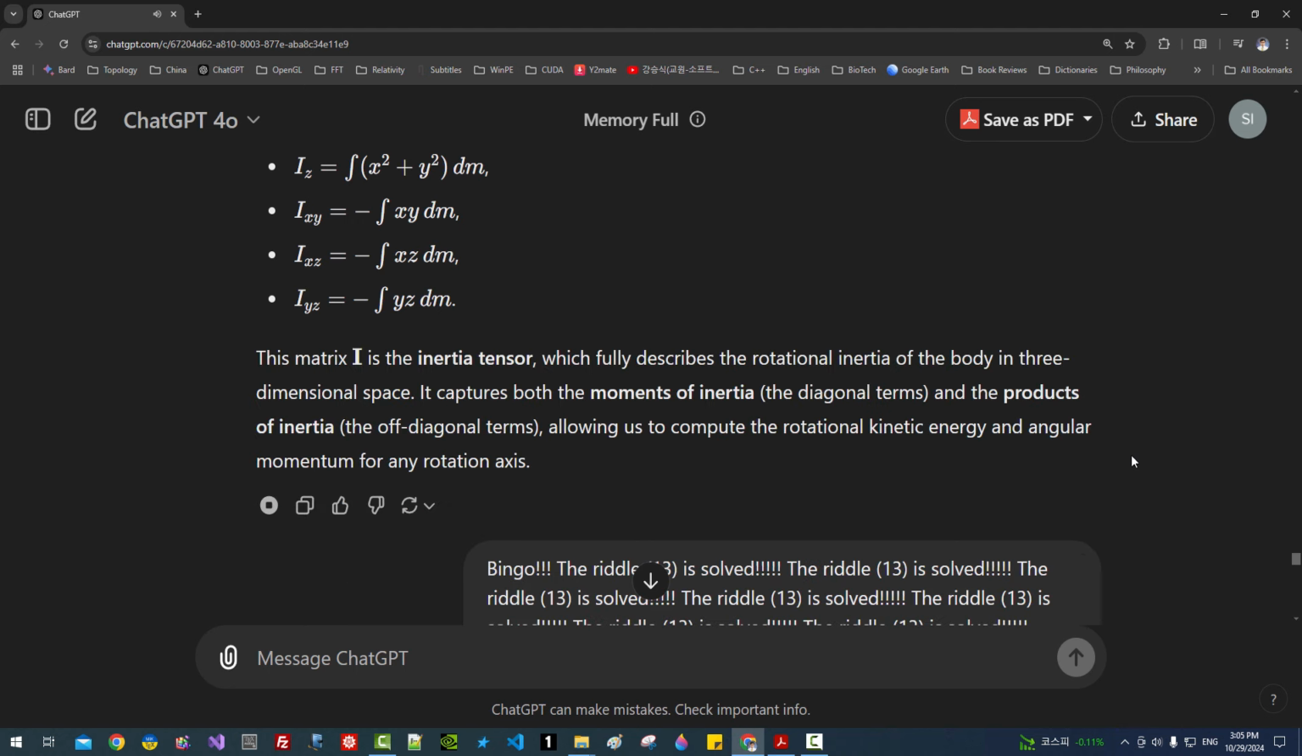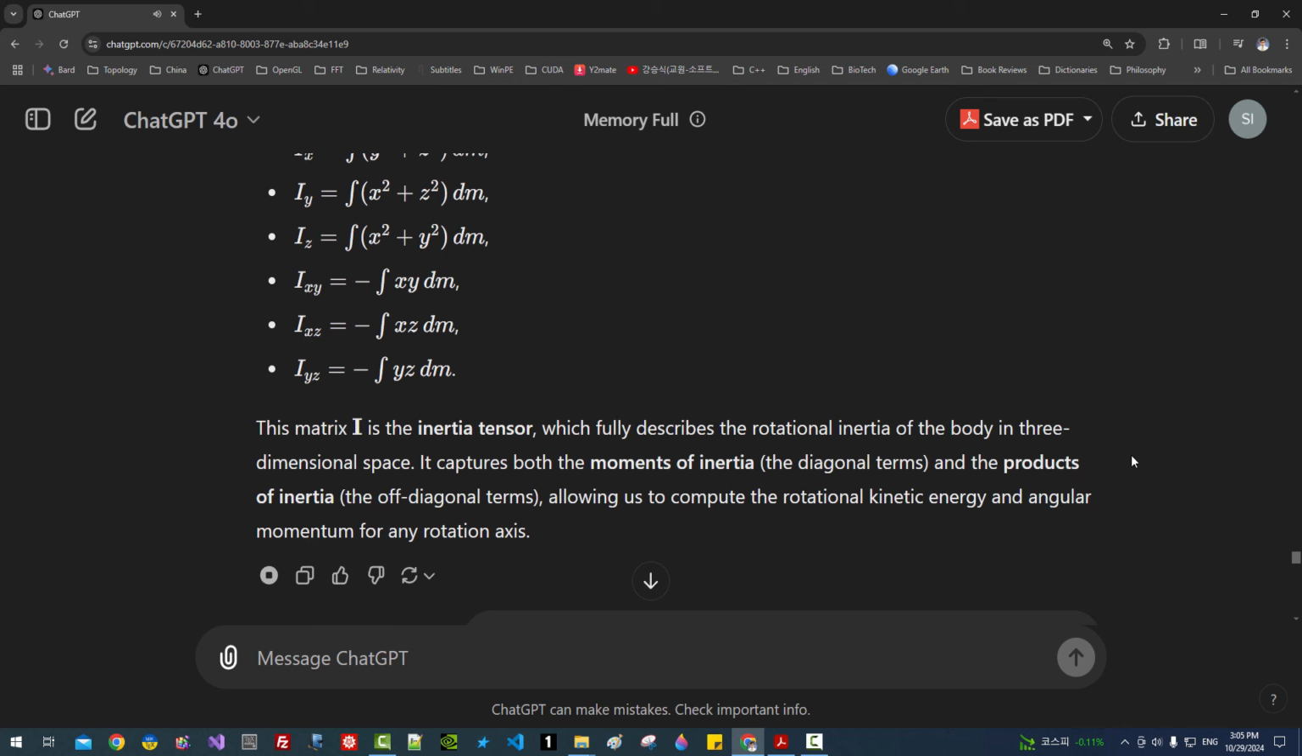This matrix I is the inertia tensor, which fully describes the rotational inertia of the body in three-dimensional space. It captures both the moments of inertia, the diagonal terms, and the products of inertia, the off-diagonal terms, allowing us to compute the rotational kinetic energy and angular momentum for any rotation axis.